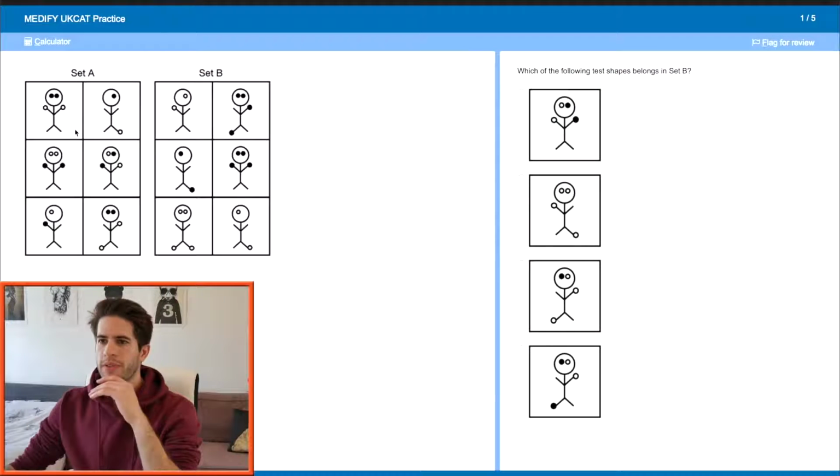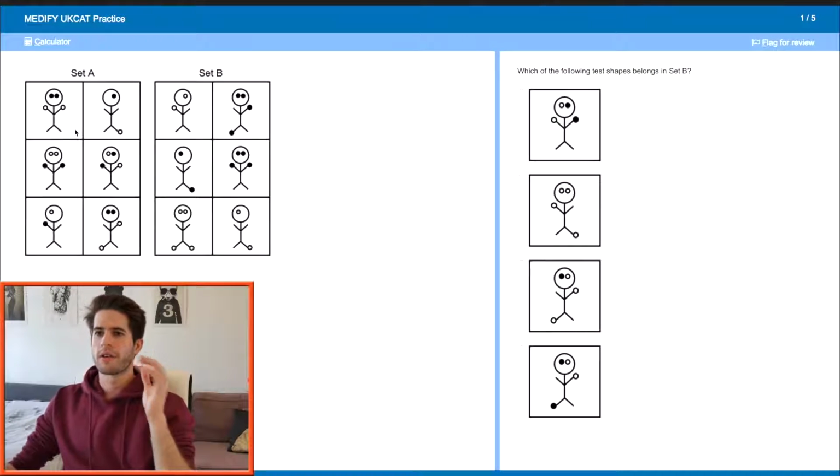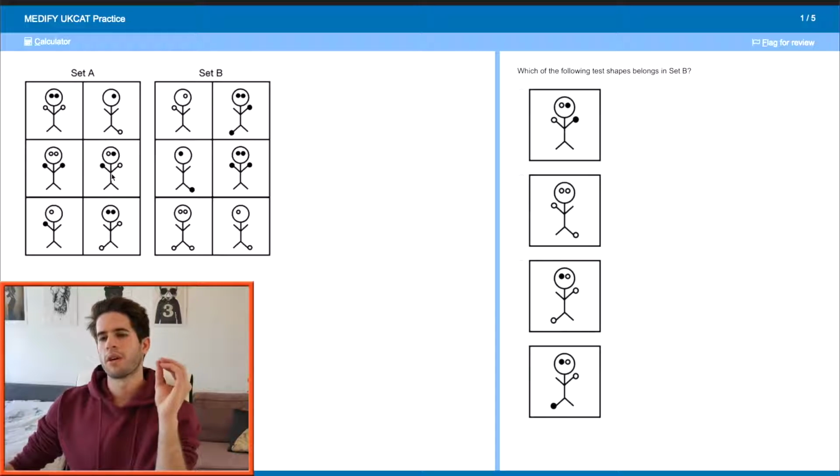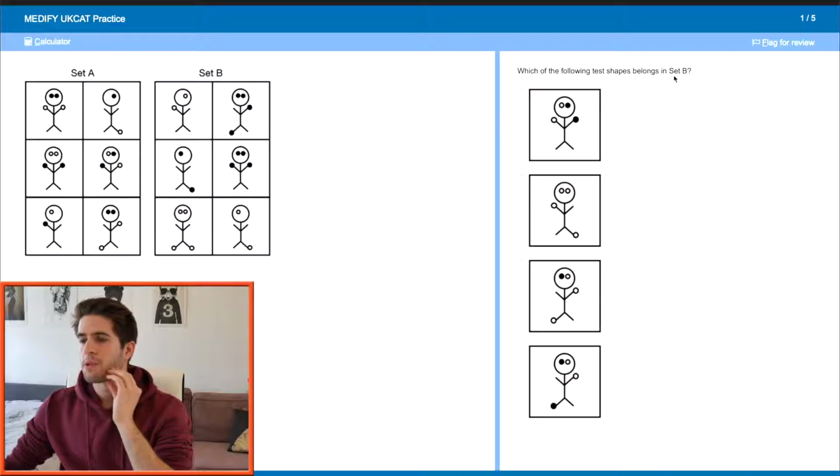Next question. Let's just get an overview of what's going on here. Okay, 2 black, 2 white, 2 black, 2 white, 2 black, 2 white, 2 black, 2 white, 1 black, 1 white. So they're equal here. This is 4 black, 2 white, 4 black, 2 black. Okay, cool. I figured out that in set A, there's an equal number of black and white shapes, circles, whereas in set B, there's only one color. Which of the following test shapes belongs in set B? So it needs to be all one color, not this. This could be it, not this, and not this. Okay, so we know that it must be B.